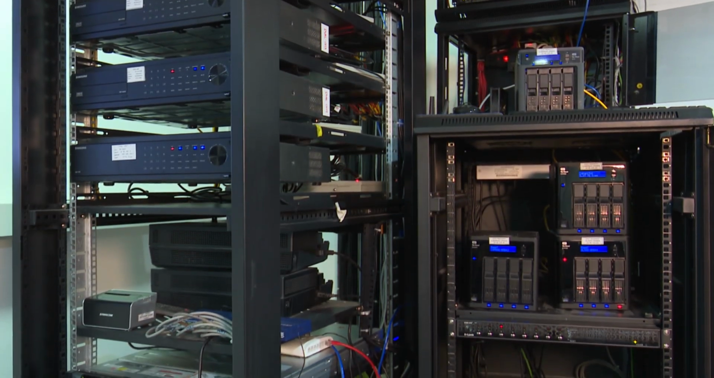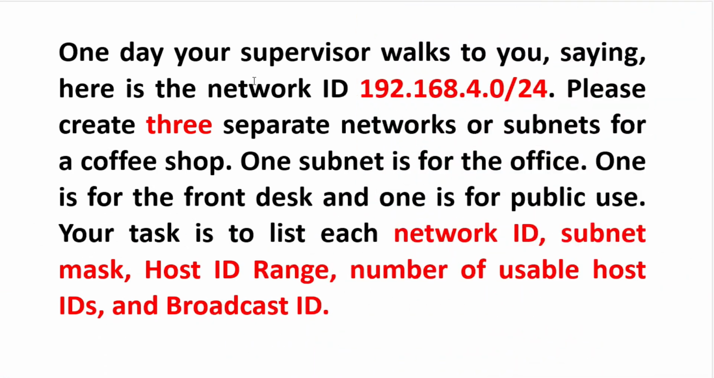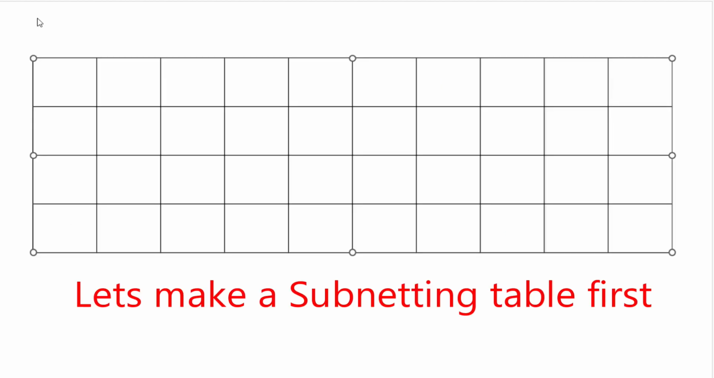In this video, I will use a simple way of subnetting. Let's look at one example. One day, your supervisor walks to you saying, "Here is the network ID 192.168.4.0/24. Please create three separate networks or subnets for a coffee shop. One subnet is for the office, one is for the front desk, and one is for the public use. Your task is to list each network ID, subnet mask, host ID range, number of usable host IDs, and broadcast ID."